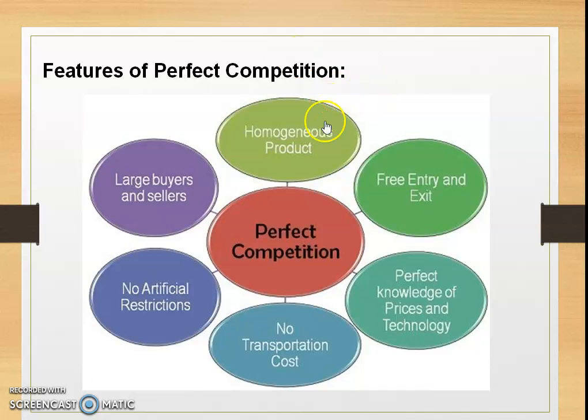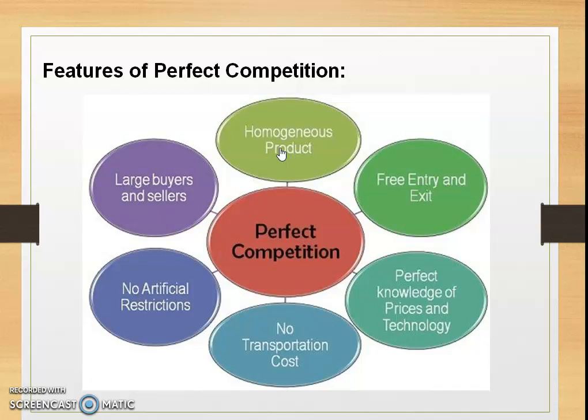Okay, let's see the next one, which is homogeneous product. Homogeneous means identical or the same product. Each competing firm offers the homogeneous product such that no individual has a preference for a particular seller over the others. For example, salt, wheat, coal, etc. are some of the homogeneous products for which customers are indifferent and buy from the one who charges a lower price. Thus, an increase in the price would let the customer go to some other supplier.